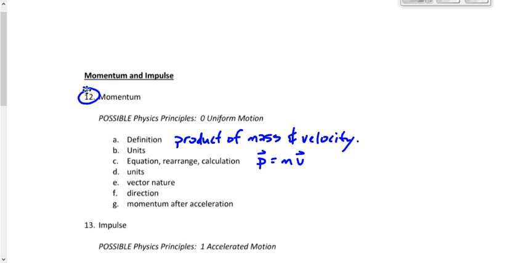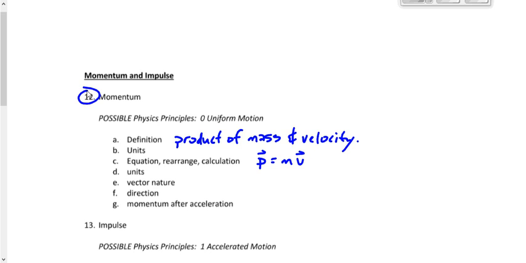The other thing that I want to point out is that this p has an arrow over top of it. Power doesn't. Power is just the letter P. Power is a scalar. Momentum is a vector. We know that because it has that little arrow over top of it. If it's a vector, that means that it has a direction associated with it.